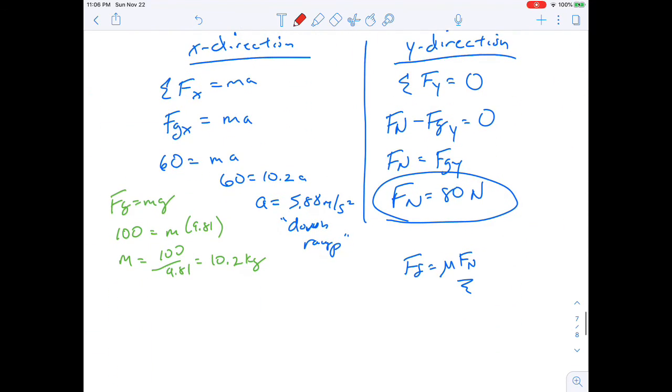So I'm going to stop here. We have a couple more. I'll do at least one more example where we solve for a situation where we have some friction and some other things. Okay.